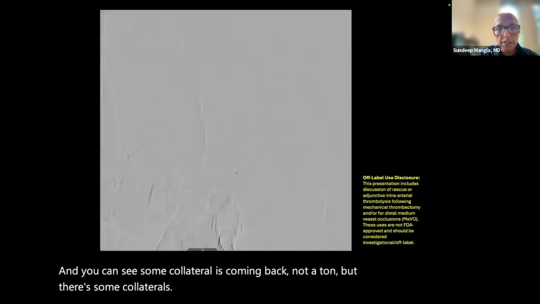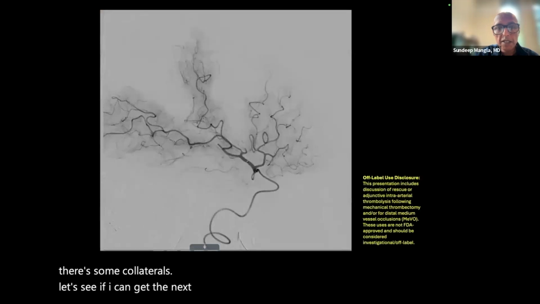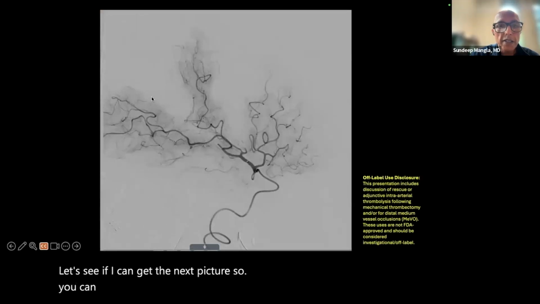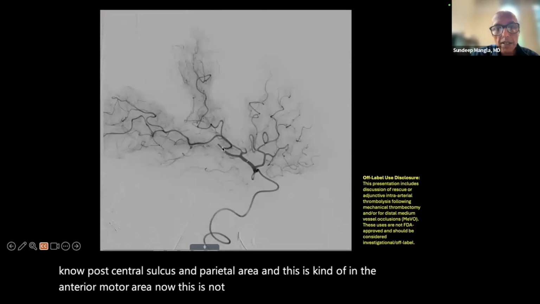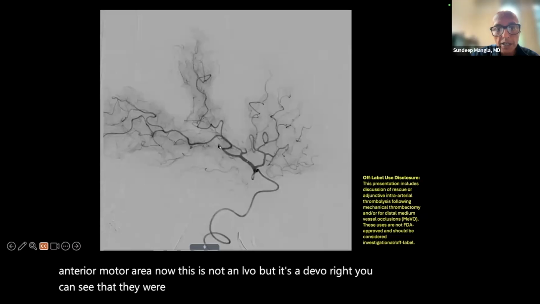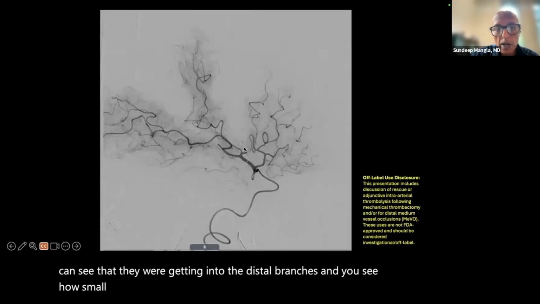See if I can get the next picture. So you can see these wedge-shaped defects right here in that post-central sulcus and parietal area. And this is kind of in the anterior motor area. Now, this is not an LVO, but it's a DVO, right? You can see that we're getting into the distal branches, and you see how small those vessels are and how windy they are.